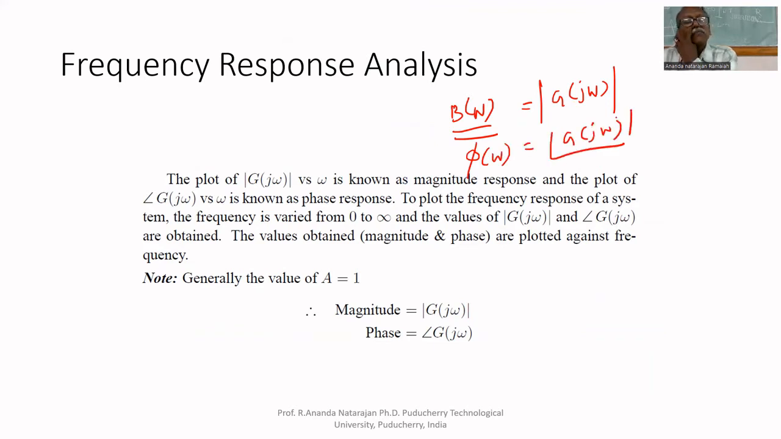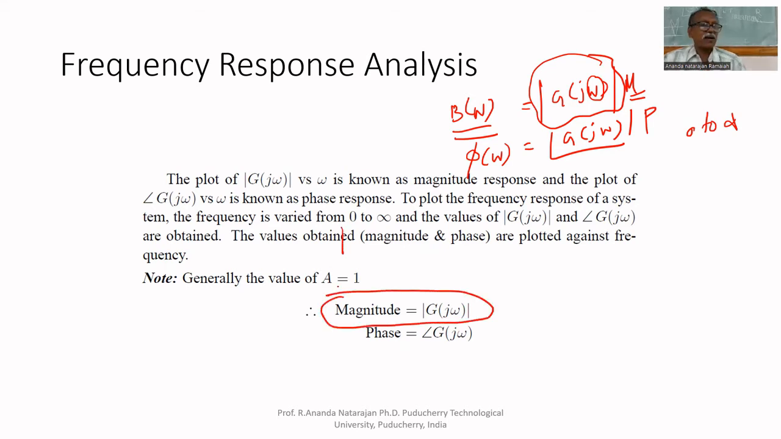That's why, to get the frequency response, the magnitude plot as well as the phase plot, we are plotting the modulus of G(j omega) for the magnitude plot and the angle of G(j omega) for the phase plot, by varying omega from 0 to infinity. So the magnitude plot is the modulus of G(j omega) by varying omega from 0 to infinity.